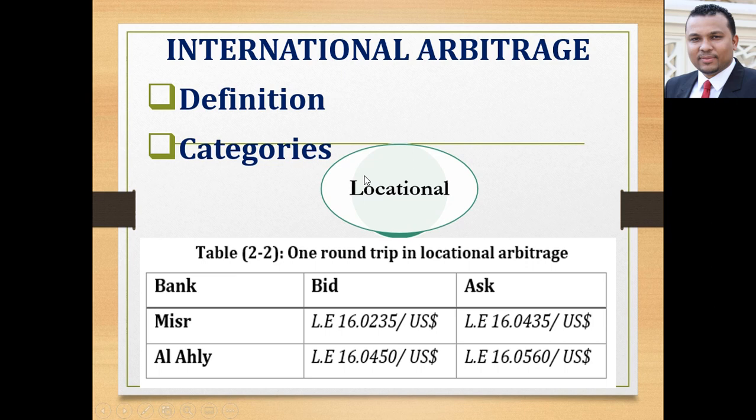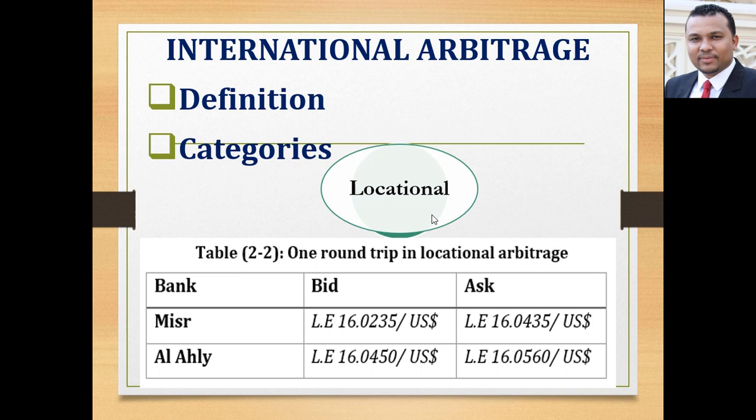The first, locational arbitrage, is possible when a bank's buying price, or bid price, is greater than another bank's selling price, or ask price. You can check table 2.2, page 97 in our textbook. One round trip in locational arbitrage.